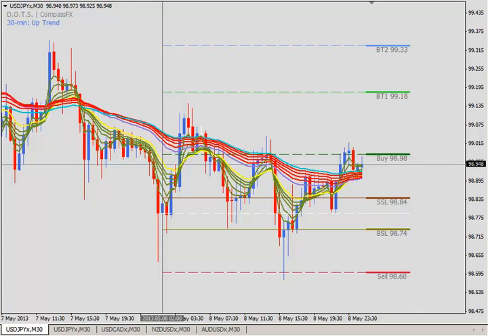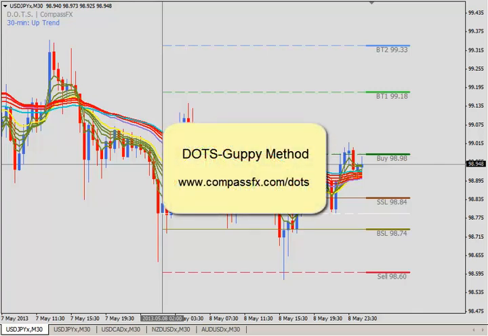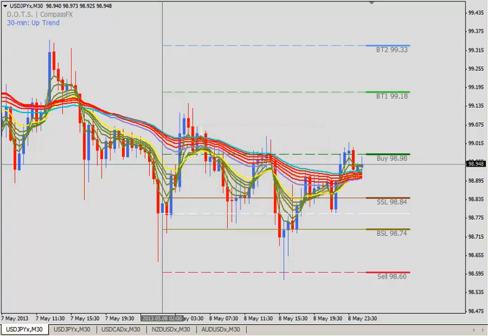Again, I'm going to give you another trading tip on trading the dots Guppy method. And for those of y'all not familiar with this method, go over to www.compsfx.com/dots to learn more about this model. We literally have hundreds of folks trading this model and getting some decent success. So I want to share with you another trading tip in identifying some potential setups and hopefully getting some more trading opportunities out of the marketplace.